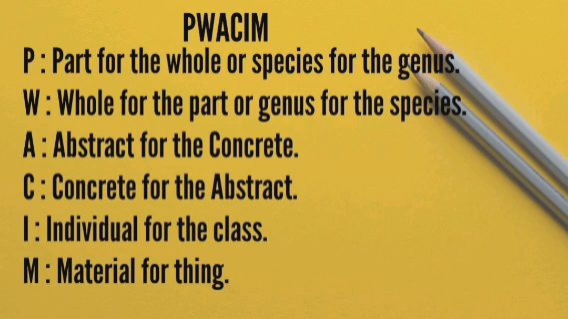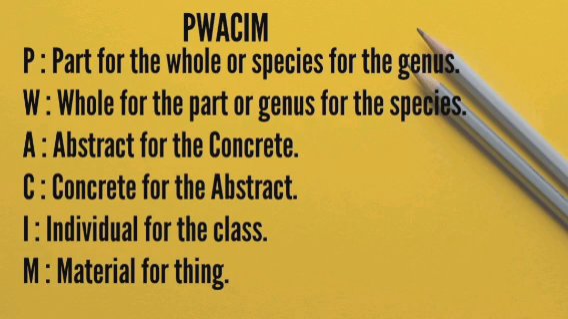So we are done with two varieties of synecdoche. Number one is part for the whole, and number two is whole for the part. Within part for the whole, it can also be stated as species for genus, and within W, whole for the part, it is genus for species. So two varieties are done over here.